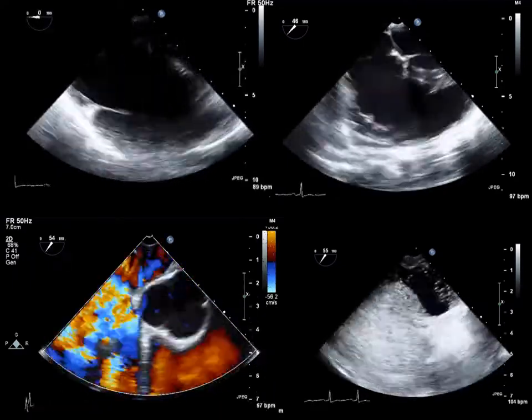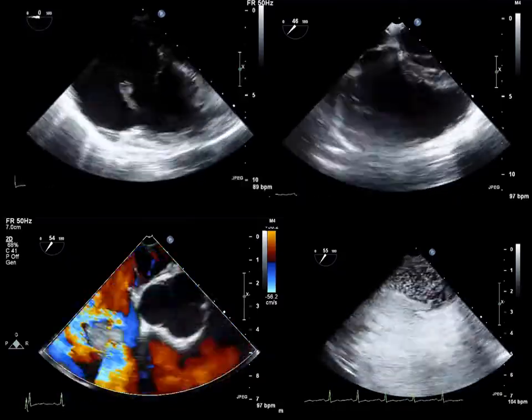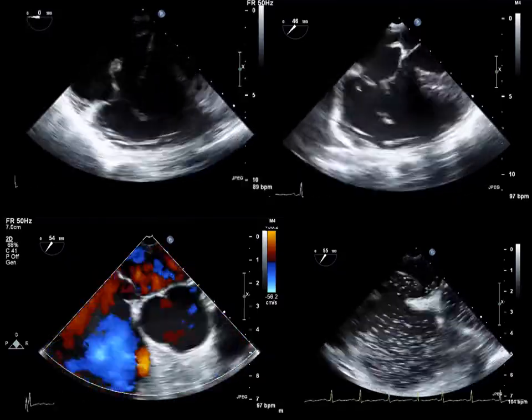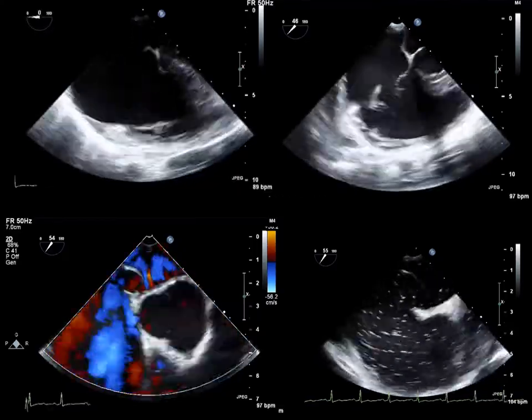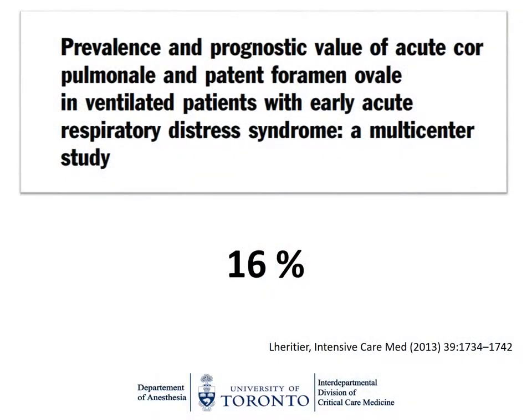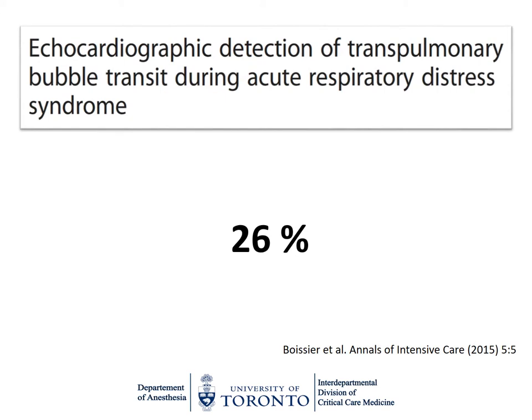And that's what you can see here with the color, with a significant PFO there, and even more striking with the bubble study that she had. As a reminder, the incidence of PFO for patients with ARDS is about 16%, and another 26% of the patients have intrapulmonary shunt. So it's not negligible.